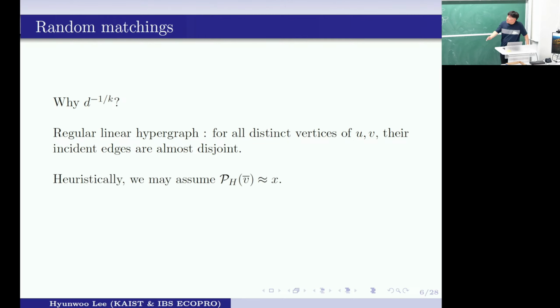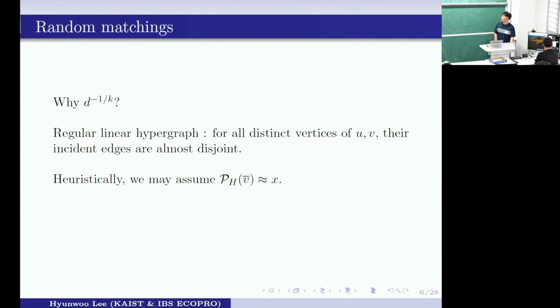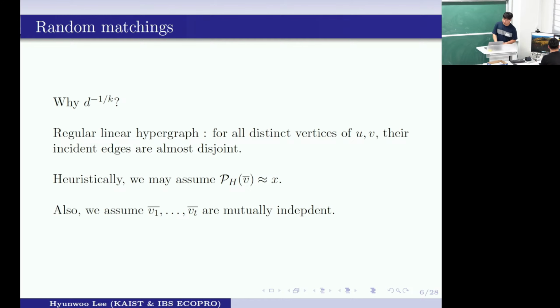And also, since this is regular, heuristically we may assume that this value, P(v bar), is almost the same for every vertex v, with some real number x. So intuitively, let's just assume that this P(v bar) is just x for every v. And also by the definition of linear hypergraphs, for distinct vertices v_1 to v_t, the events v_1 bar to v_t bar are mutually independent. We may assume, in some sense, almost mutually independent.